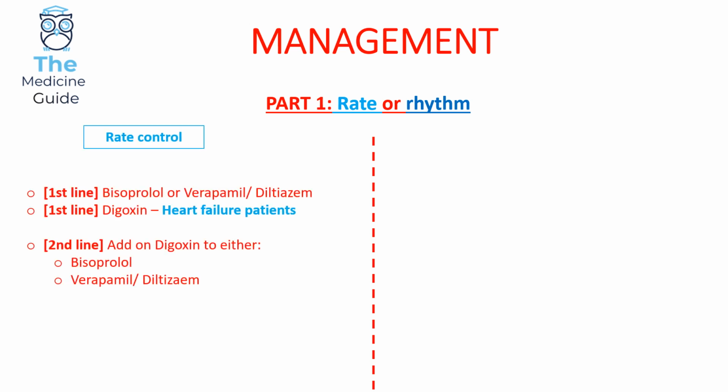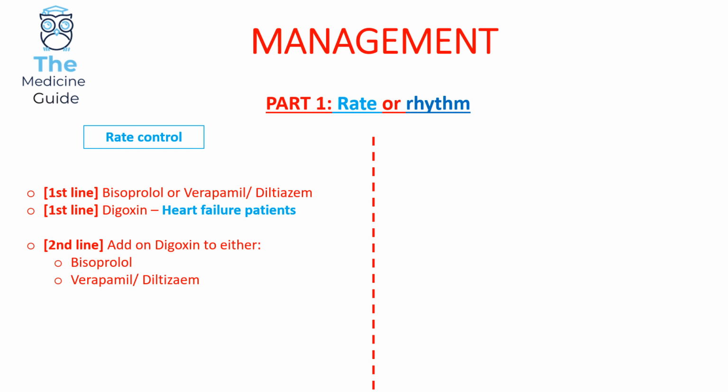The first line management of rate control is either bisoprolol or verapamil or even diltiazem. Bisoprolol is an example of a cardioselective beta blocker, and verapamil and diltiazem are examples of a rate-limiting calcium channel blocker. Now, the first line management of rate control in patients with heart failure would be digoxin. The second line management is when a patient needs to add on digoxin to either the bisoprolol or verapamil or diltiazem.